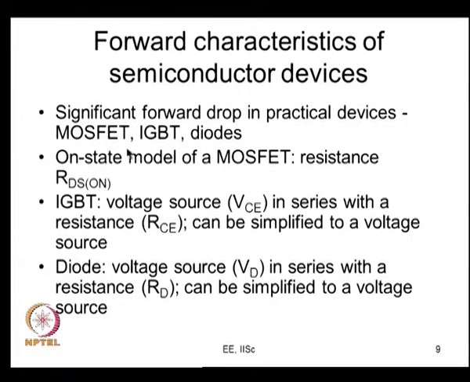In case of a MOSFET, the voltage across the MOSFET is proportional to the current through the MOSFET, and therefore, the MOSFET can be modeled as a resistance between its drain and source terminals during the on state, and it is popularly represented by the symbol RDS on. R stands for resistance, this is drain to source, and on is the on state. So, you call it RDS on. So, the MOSFET can be modeled by this value. There is a certain ratio of V by I, VDS by ID, and that is equal to this.